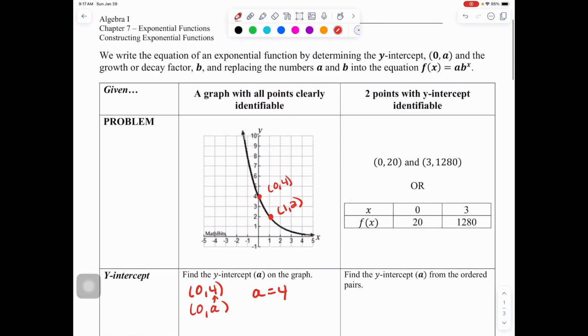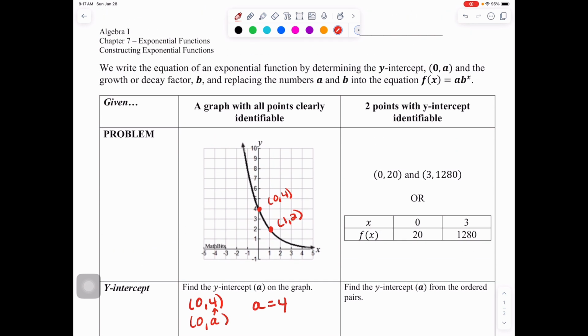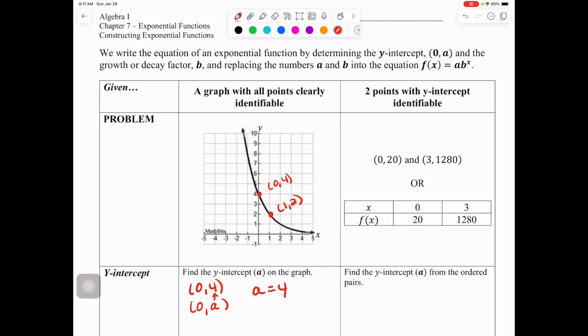I would like you to try 2 points with the y-intercept identifiable. This is very similar to the graph. With the graph, I was able to pick off the 2 points. Here, everything's clearly identifiable, which means one of the points in the table or one of the points that's given to you is the y-intercept. You have to find the b value in order to write your equation. So at this time, I'd like you to pause the video, try the right column, 2 points with y-intercept identifiable, by yourself, and just resume the video to check your answer.